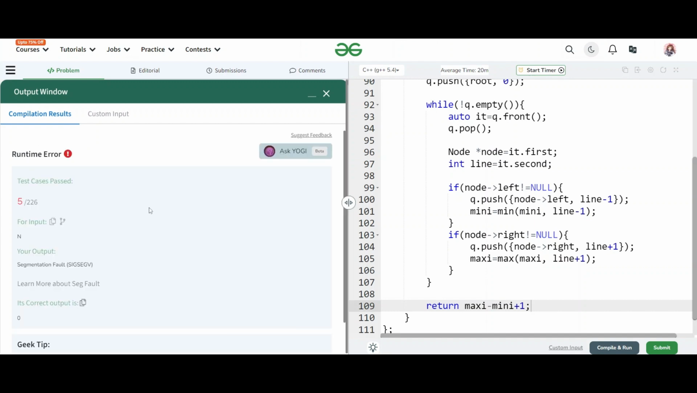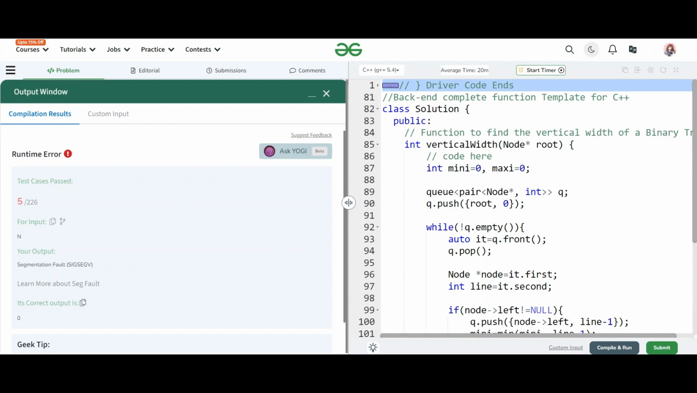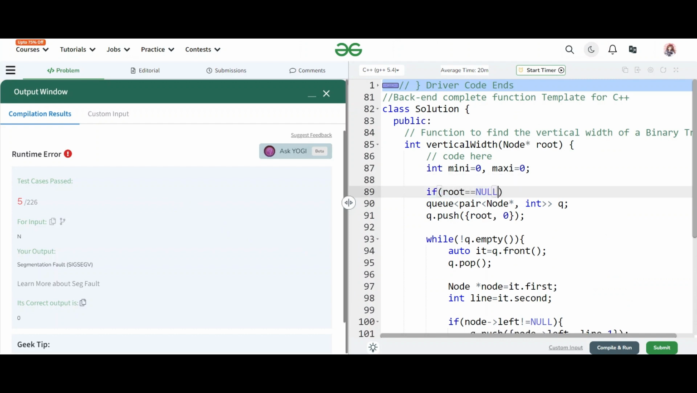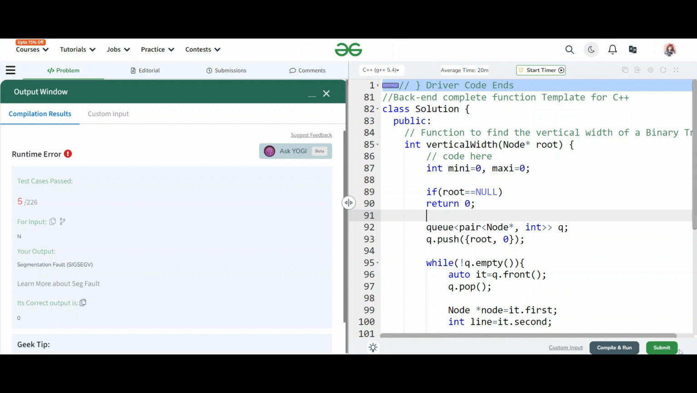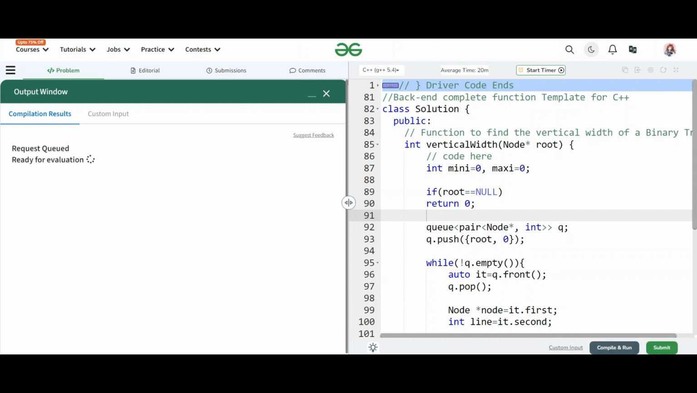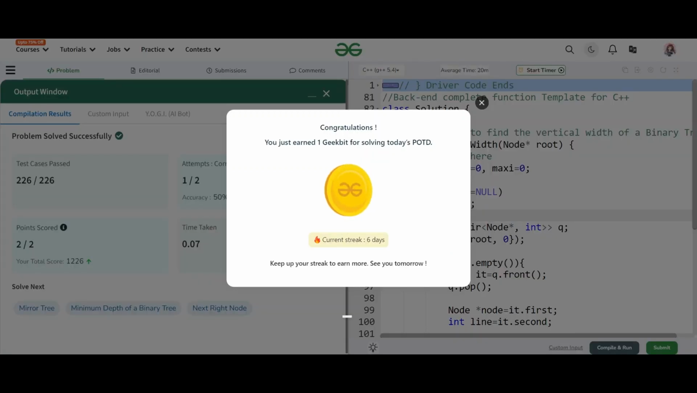Okay, so this is giving an error. And okay, so if your root is null, simply return 0. Now let's submit. Okay, so the problem has been solved successfully. So I think we can end the video here.